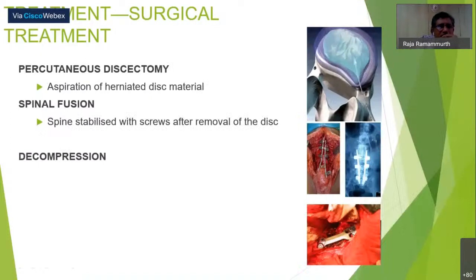Then the other surgical procedure is called the percutaneous discectomy, which is a recent advanced surgery where the extruded disc is just aspirated through a needle, right? Then the open surgery, where you can see the spine which is fused and the disc removed. You can see the X-ray film showing the screws and the stabilizing rod over the disc. Then the last surgery, which is very uncommonly done on these patients now, is decompression.